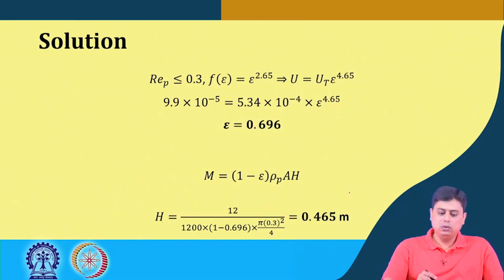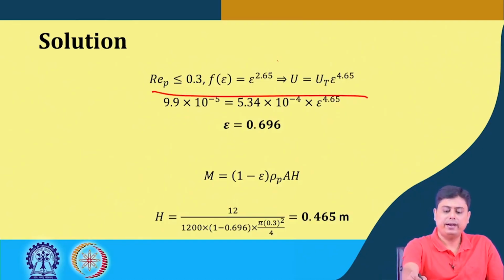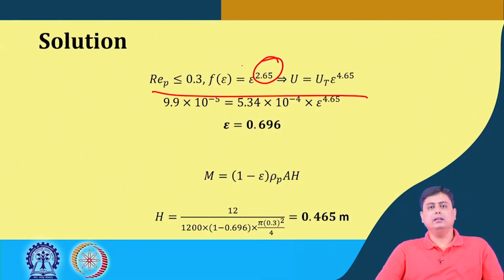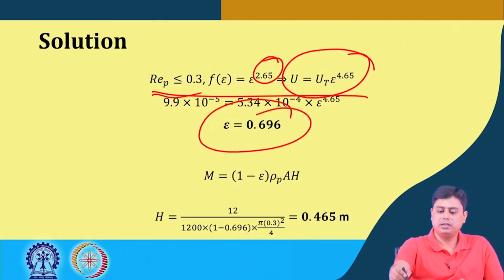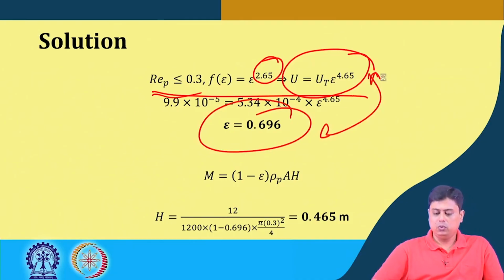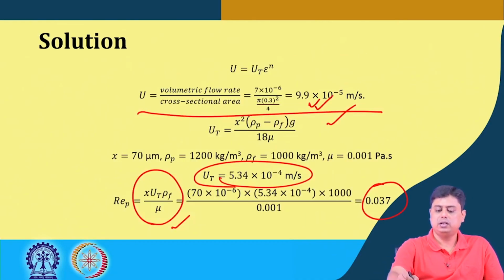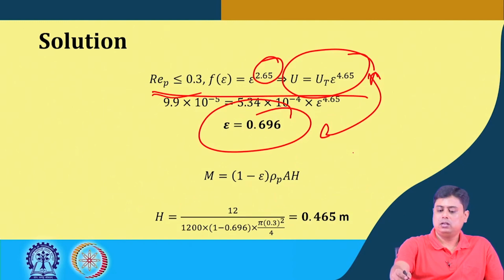which means we can use this relation to find the value of n. In the earlier case we used the Khan-Richardson expression. Here we can use Gelder's expression, which means this relation is valid for this particular Reynolds number because it is below 0.3. So we find the bed voidage from this expression, because here u is the superficial velocity, the terminal velocity is this one, and n is known. So we find epsilon.